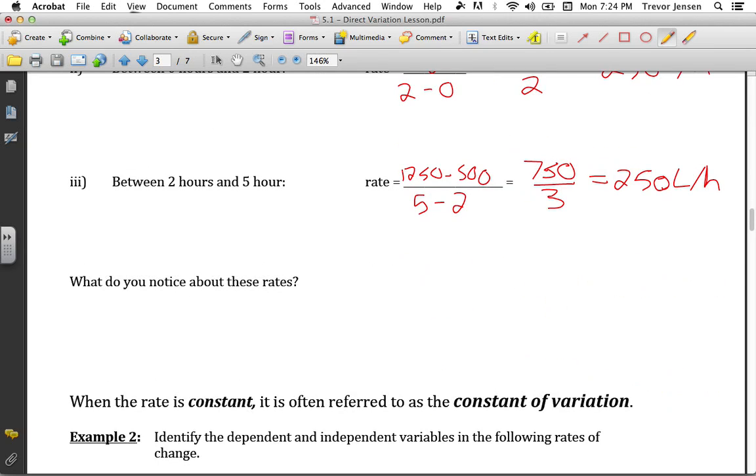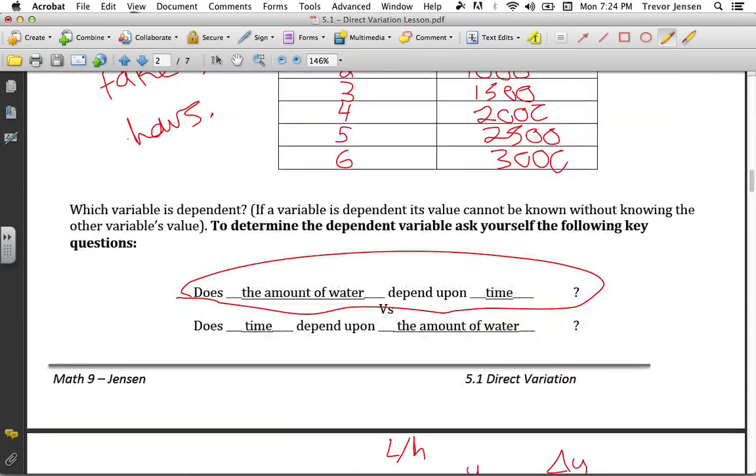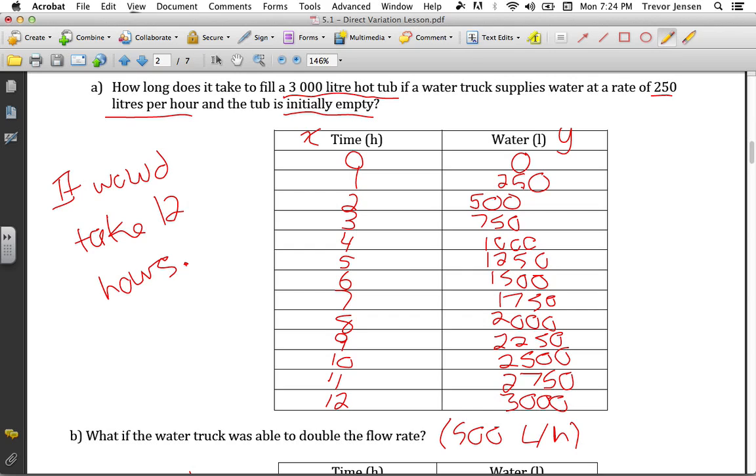Okay, so what do you notice about these rates? They are all the same. So the water is going into this tub at the exact same rate the entire time. Okay? It doesn't change at all throughout any of these.